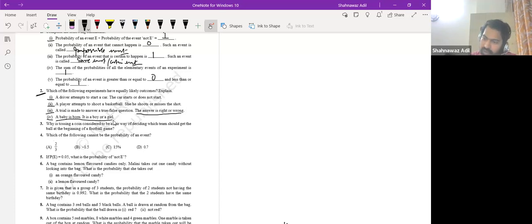So true, false, true, false. What is that? This has five questions. Yeah, third and fourth, they are saying that they are equally likely outcomes. And one and two, they are saying that it is not an equally likely event. Okay.